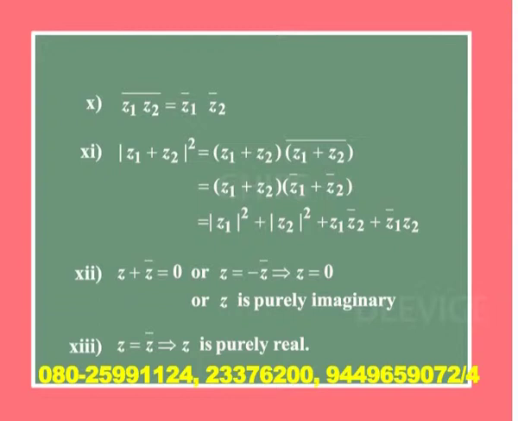Modulus of Z1 plus Z2 whole square is equal to Z1 plus Z2 into Z1 plus Z2 whole bar. That is Z1 plus Z2 into Z1 bar plus Z2 bar, that is equal to mod Z1 square plus mod Z2 square plus Z1 Z2 bar plus Z1 bar Z2. Z plus Z bar is equal to 0 or Z is equal to minus Z bar. This implies Z is equal to 0 or Z is purely imaginary. Z is equal to Z bar implies Z is purely real.